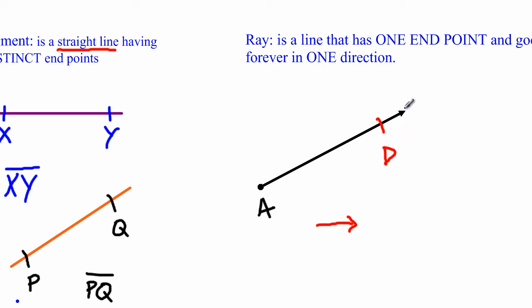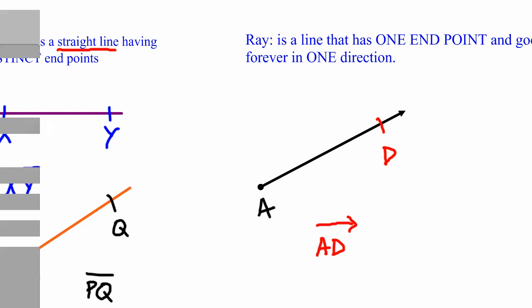If you notice, I have an arrowhead at the tip of my line to suggest that it doesn't stop. It goes forever in one direction, right? So this would be my ray AD. And that's what we mean by a ray. It has a starting point, and it continues forever in one direction. It's that easy. Other examples of rays, I could, let me just change my color.